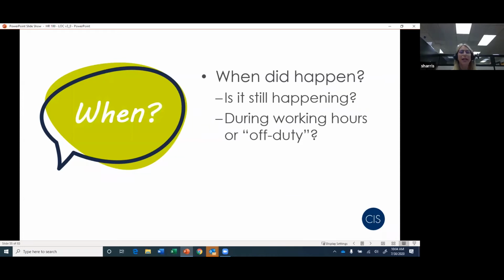Next thing is going to be when. When did it happen? Is it still happening? So is this a routine thing that Sally can't get the data entered on time to run the checks? Or did it happen just once or twice? So when? For other kinds of conduct, did the conduct happen during working hours, off duty? So what was the date, the time, the month? That's all very relevant information.